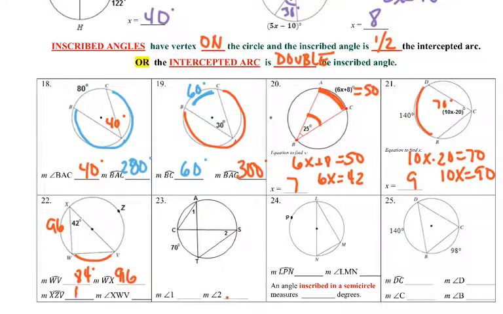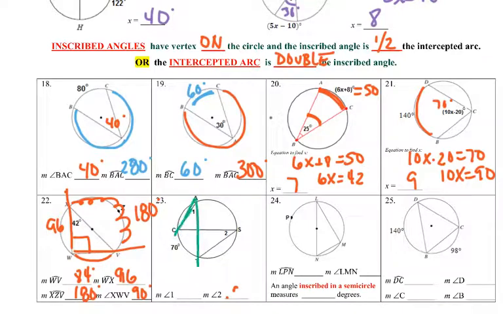XZV. Oh yeah, that's a semicircle, isn't it? So that's 180, and that makes the other one 90, because this is inscribed in the semicircle. So since this was 180, I take half of 180, or 90. It's always more confusing when there's two things going on in the picture.